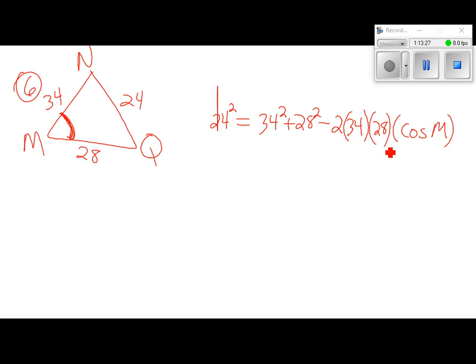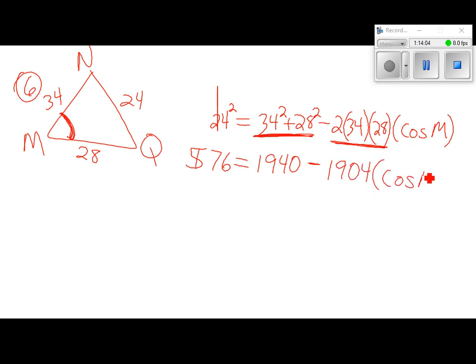Somebody help me out. I know you're probably all using your calculators, but somebody tell me what is 24 squared? 576. Equals, somebody type all that into their calculator and tell me what that is. 1,940. Minus, somebody type in 2 times 34 times 28. 1,904. And that's still times the cosine of M. So you do this first, this second, that third, and write each of those answers down just like that.